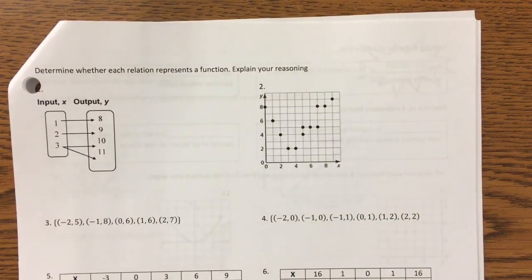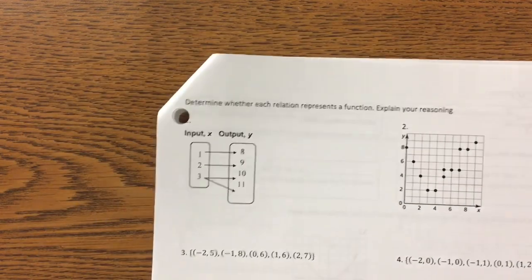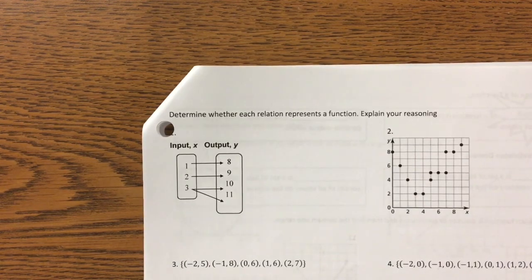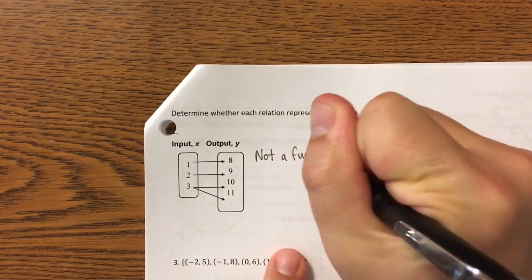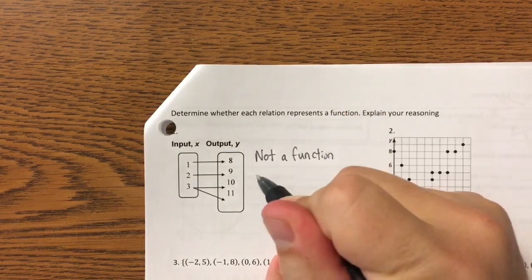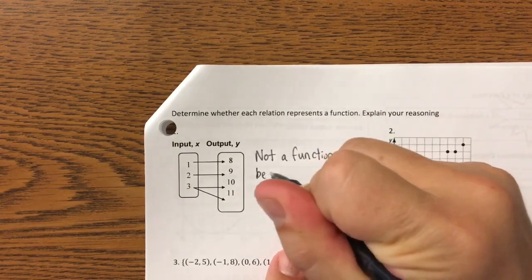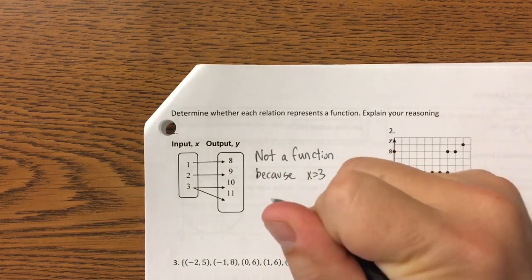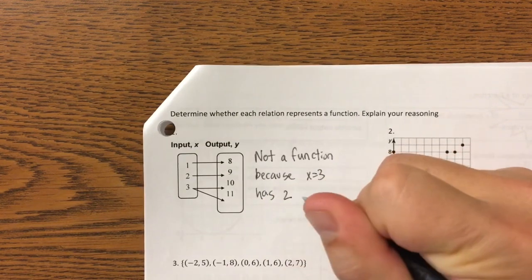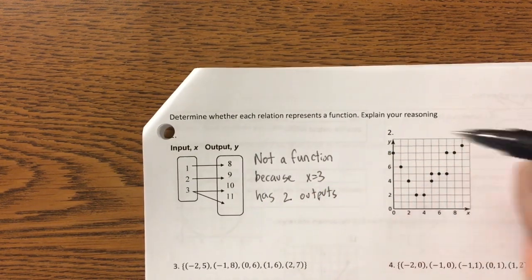All right, well, let's see if you can figure some of these out. Number 1, we're just trying to determine, is it a function or not? What do you think? Why not? Yeah, so we're going to say no, it's not a function, because at x equals 3 there are 2 outputs. All right.